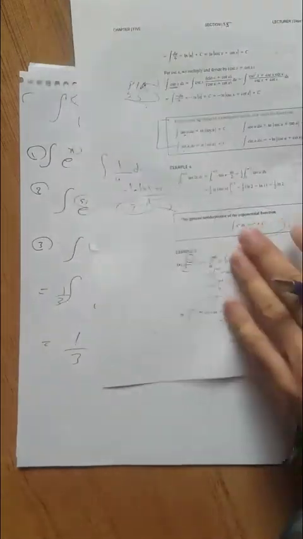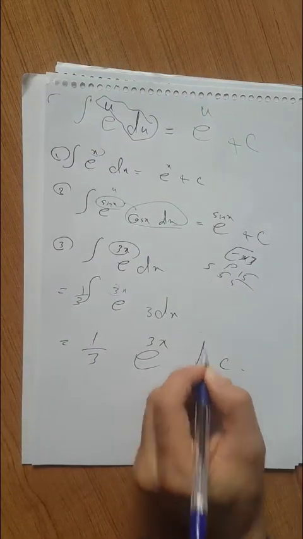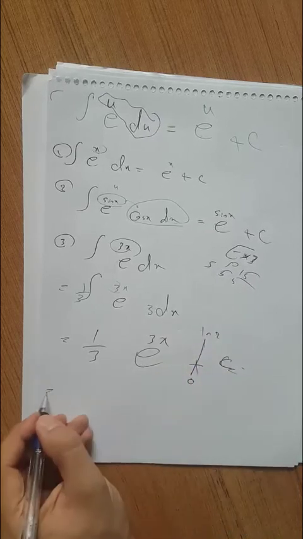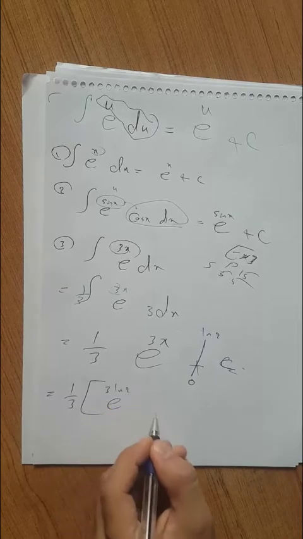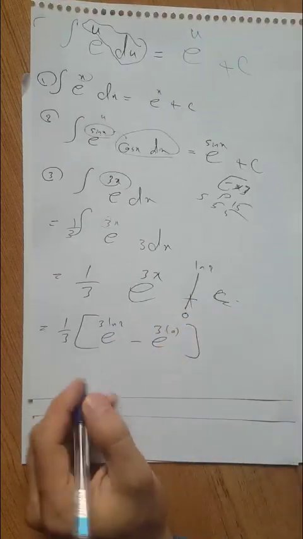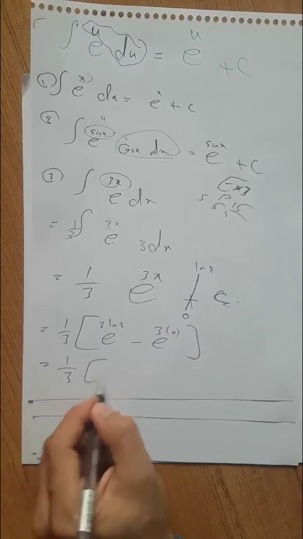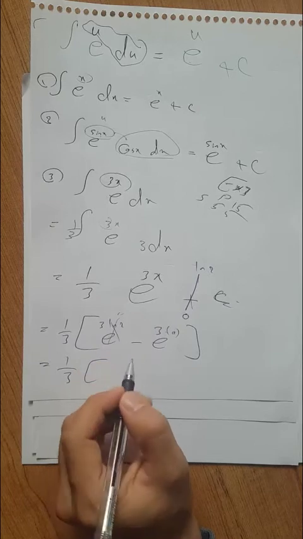I'm going to solve this one for you. So from where to where? From 0 to ln of 2. How do we solve? We say 1 over 3, e to power 3 ln 2 minus e to power 3 multiplied by 0. That's all. So is equal to what? 1 over 3, and ln and e will cancel each other.